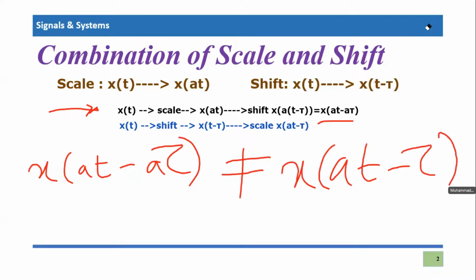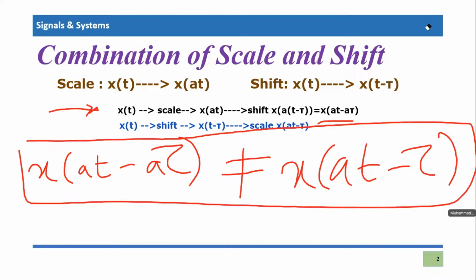So that is the conclusion. If you apply two different time operations, scale and shift, and you choose them in a different order, the output of the time operation application would be different, right? So we can understand that x of at minus a tau is never equal to x of at minus tau, which means we must be very careful when applying these two operations in the same system. We need to be careful when choosing their order, because it may produce a different output.